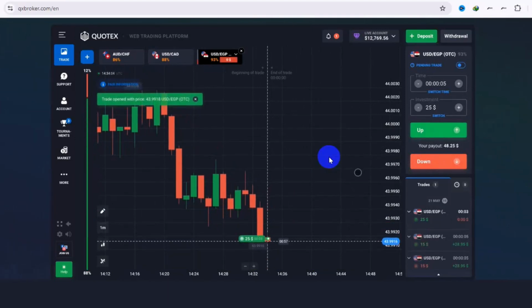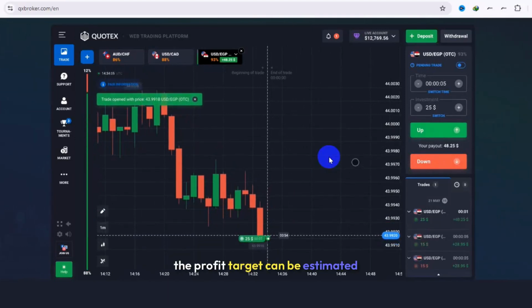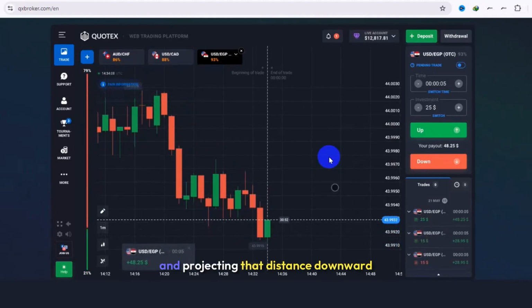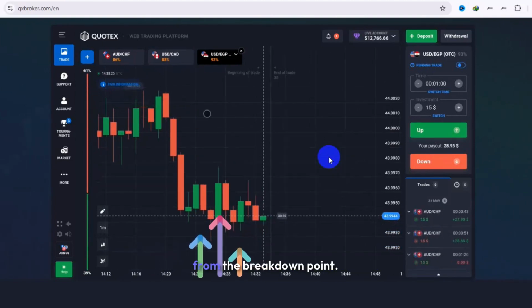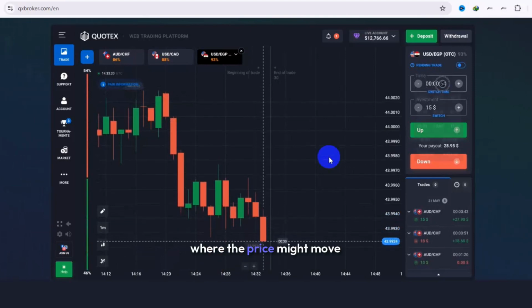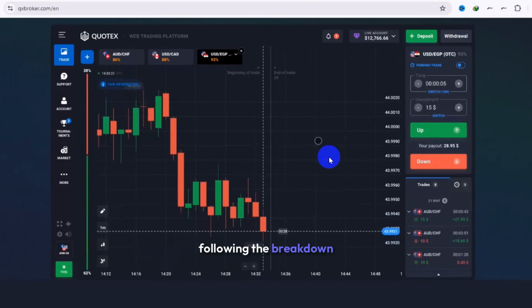Profit target. The profit target can be estimated by measuring the distance between the peaks and the neckline and projecting that distance downward from the breakdown point. This gives an indication of where the price might move following the breakdown.